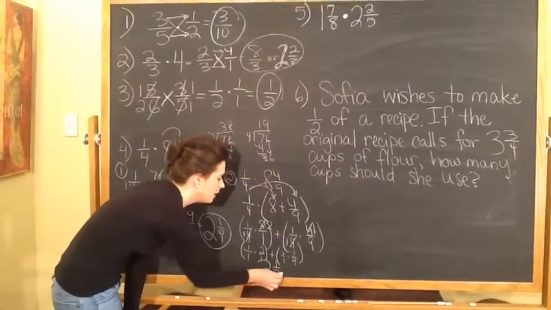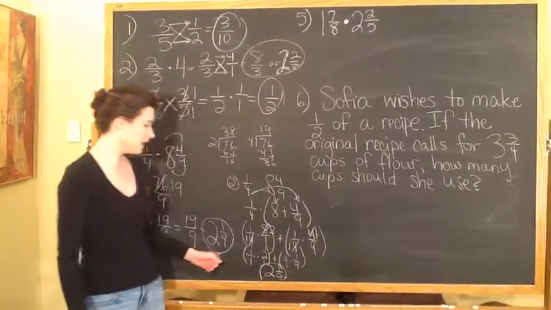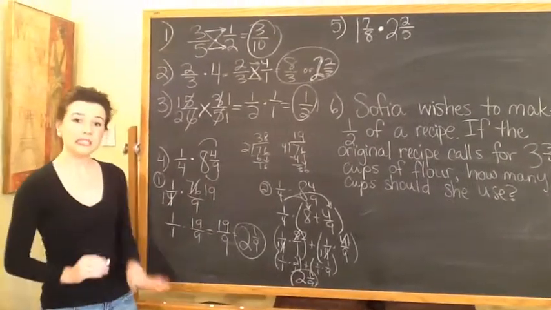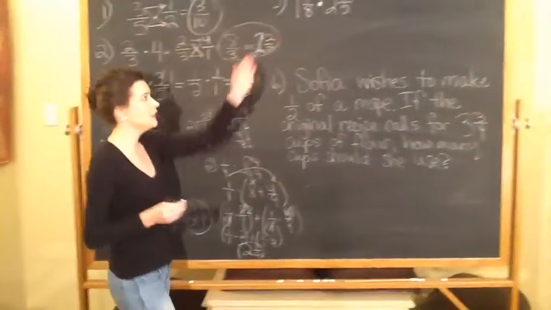So we put them together. 2 and 1/9 is our answer. We got the same answer both ways. So whether you want to do it this way or this way is completely up to you. All right, let's go ahead and do another example.